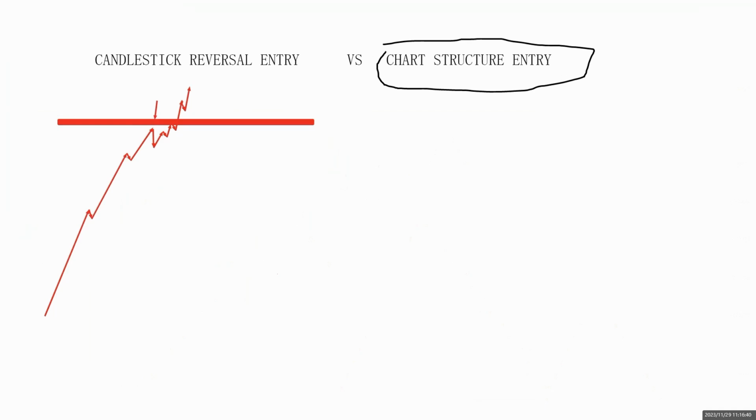Then I started to study the market, and after about 2 years, I figured out that, okay, maybe, just maybe, I need to understand the market from a structural point of view, and that changed everything for me, right? I'm going to show you guys what a structural entry looks like and how it can help your trading.